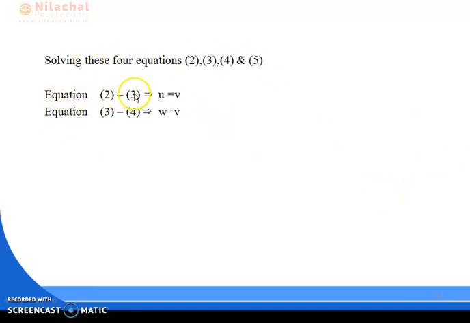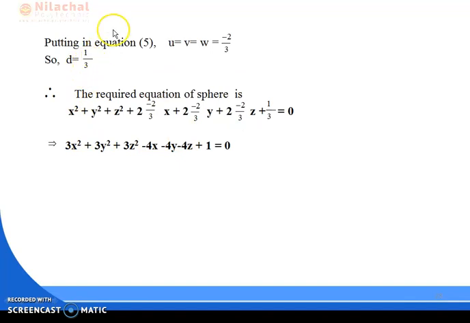Equation number 2 minus equation number 3, we get u equals v. From equation number 3 minus equation number 4, we get w equals v. That means u, v, w are all the same. Then putting these in equation number 5, we get u, v, w equals minus 2 by 3 and d equals 1 by 3. The required equation of the sphere: we put these values in equation number 1. We get x square plus y square plus z square plus 2 into minus 2 by 3 into x plus 2 into minus 2 by 3 into y plus 2 into minus 2 by 3 into z plus 1 by 3.